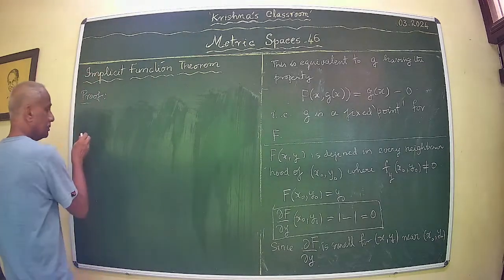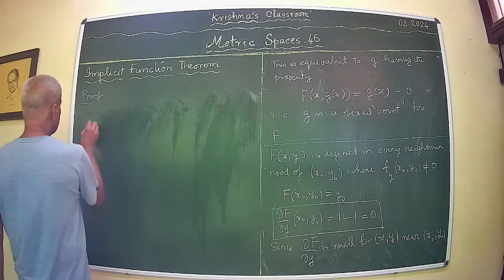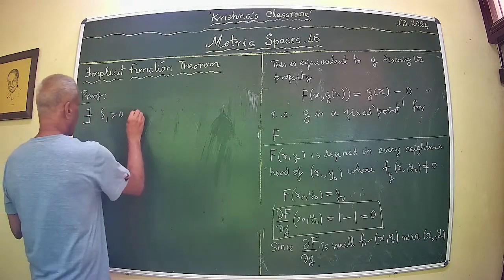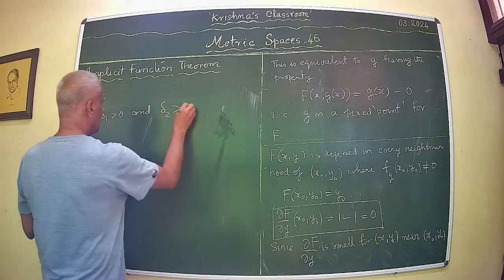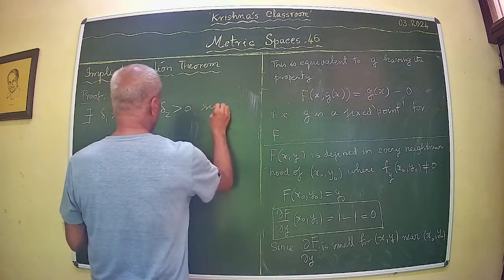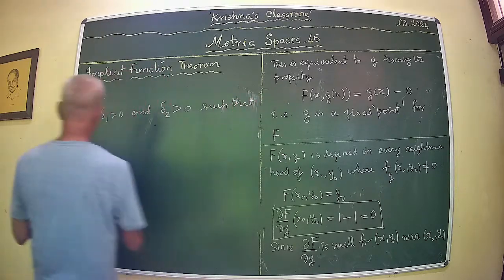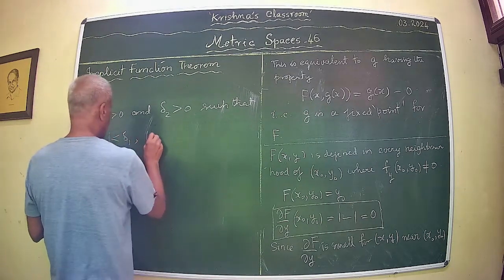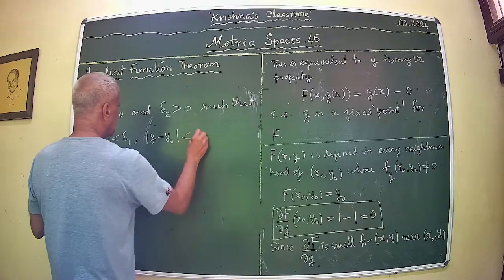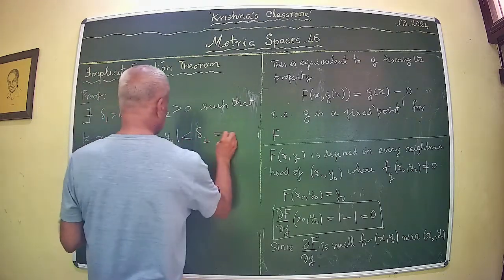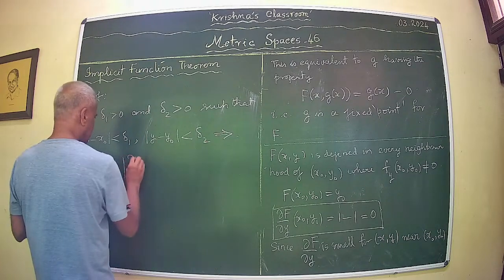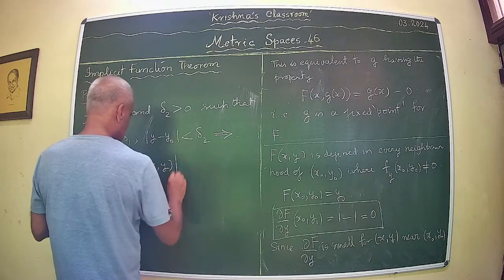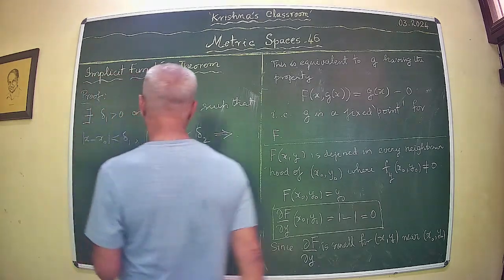Now there exists delta 1 positive and delta 2 positive such that mod x minus x naught less than delta 1 and mod y minus y naught less than delta 2 implies mod df by dy is less than or equal to half.